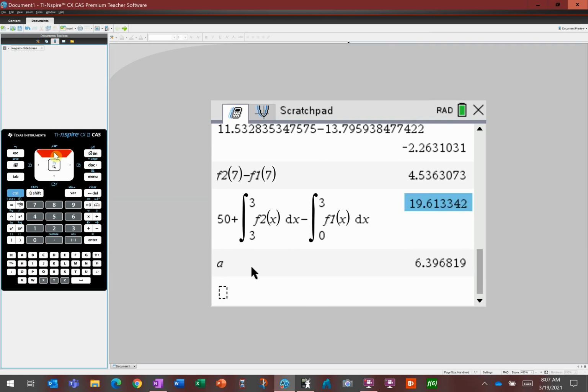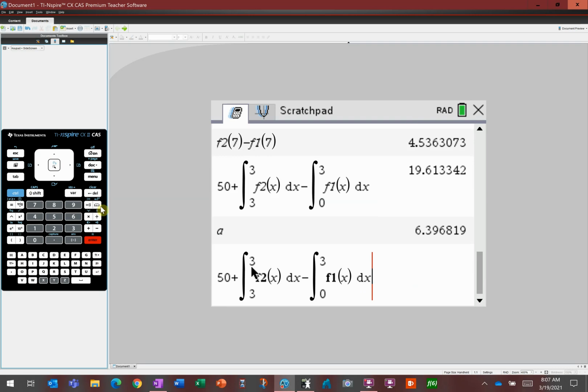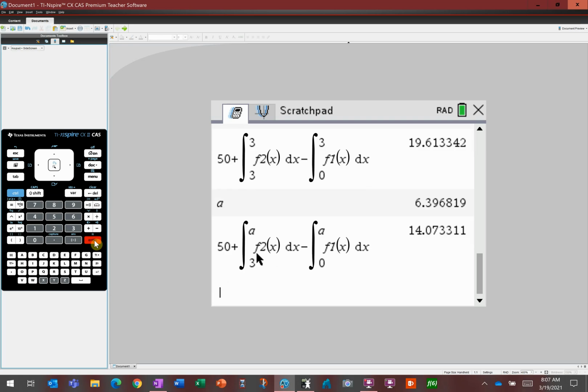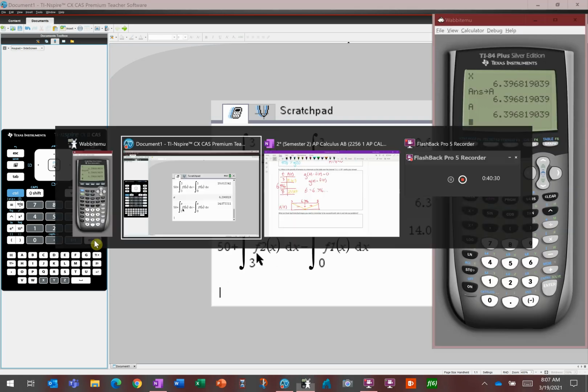Why did I do that? Well, now, when I find my total amount, I'm going to just use A. And this is going to let us be as accurate as possible instead of using a rounded value. And actually, we'll compare the two values in just a second too. 14.073.